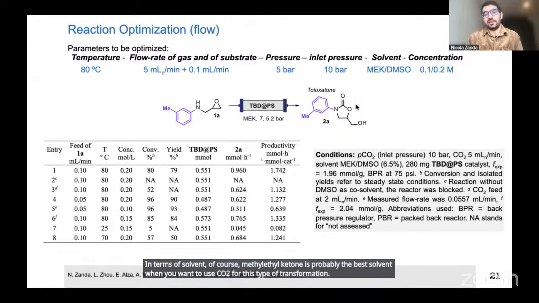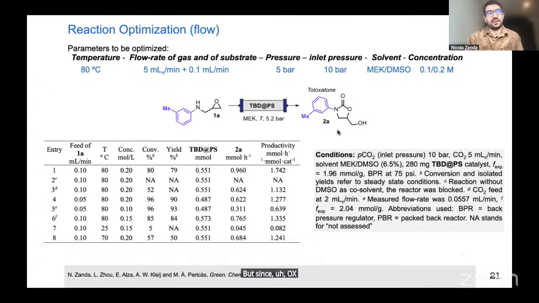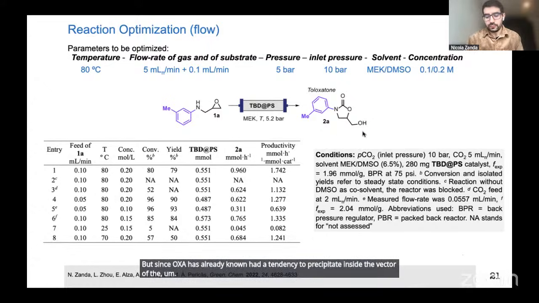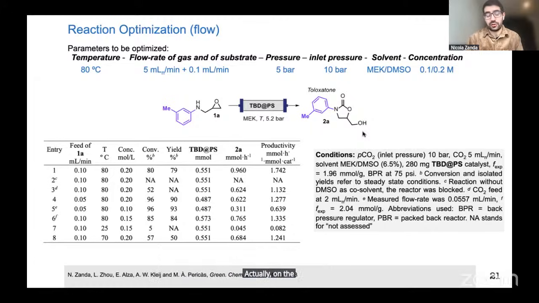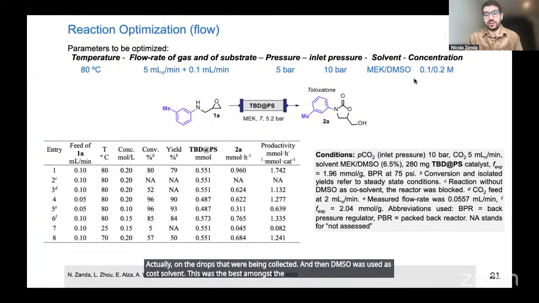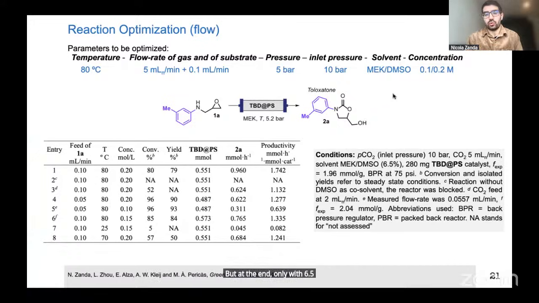But since oxazolidinones had a tendency to precipitate inside the reactor or on the drops that were being collected, DMSO was used as co-solvent. This was the best amongst the many solvents that we tested. But at the end, only with 6.5%, we were able to actually solve this issue.